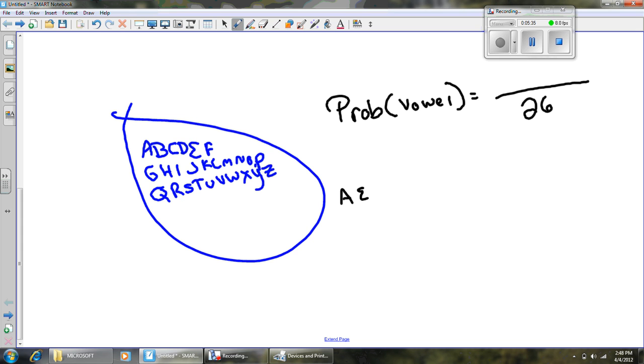A, E, I, O, U. They say sometimes Y, but we're just going to count A, E, I, O, and U. You get any one of those vowels to come out of that bag, you win. Well, that would be a success. So the probability of that happening would be 5 out of 26. All right. What would be the probability of getting a consonant?